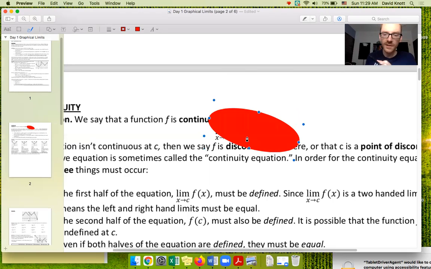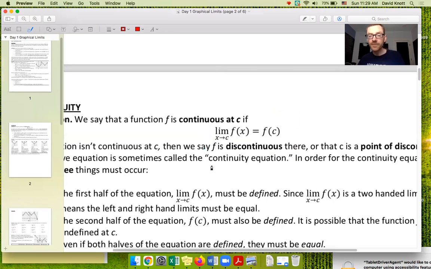Okay, so let's begin. Let's try to understand that. So first of all, what needs to happen? I claim there are really three things that need to happen in order for this equation to be true.